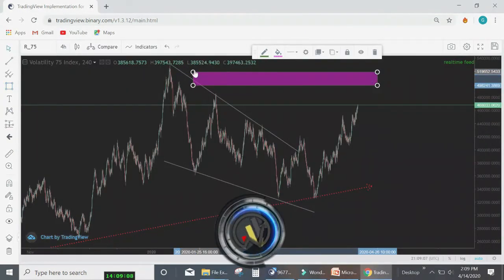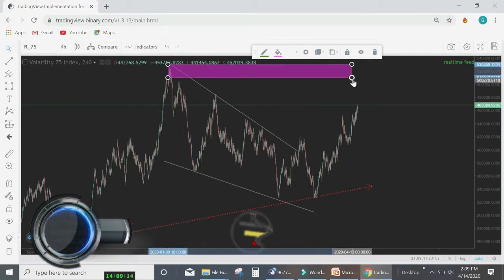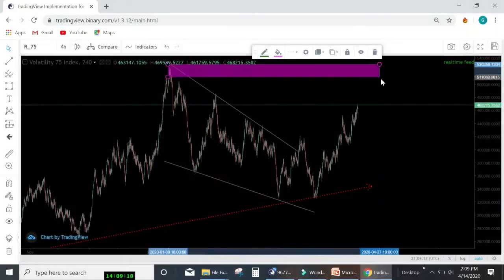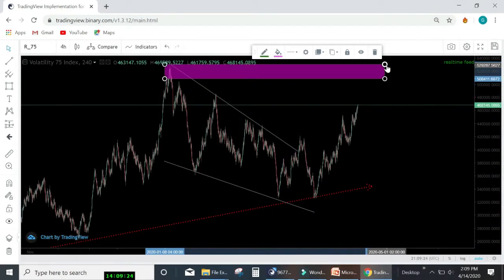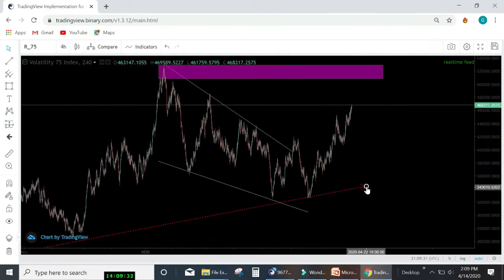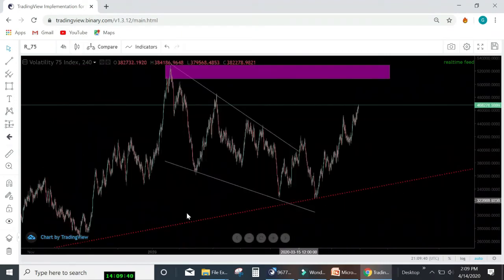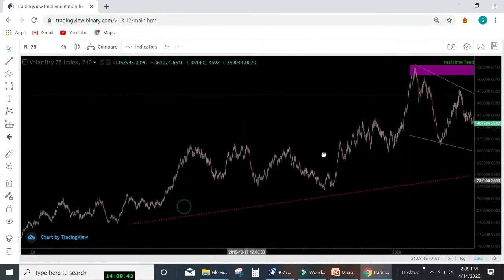As you see here, we have a resistance zone. Okay, we have your resistance zone there. Don't worry, but we don't need it. We're using now the 4-hour time frame on VIX 75. So right now we see, okay, that's a daily chart trend line. You see how long it is.